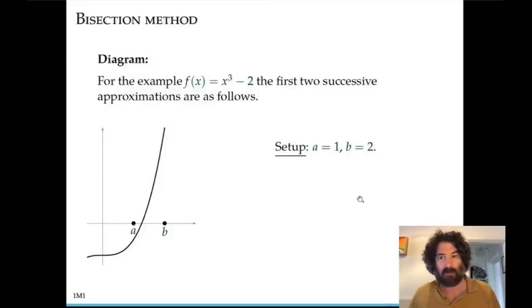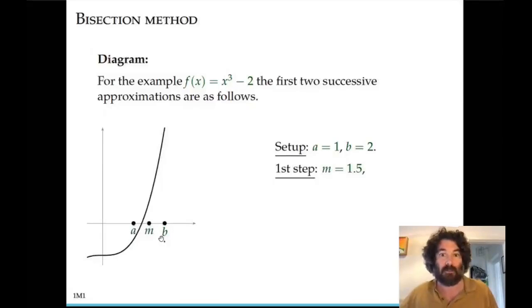Okay, so I have a bit of a graphical representation of this example we just did, just to drive the point home. This is the same example we were just discussing. The function is x cubed minus 2. And as I went over in the example, the two initial endpoints are a equals 1 and b equals 2. And here I have the graph of x cubed minus 2. A is 1 and b is 2.